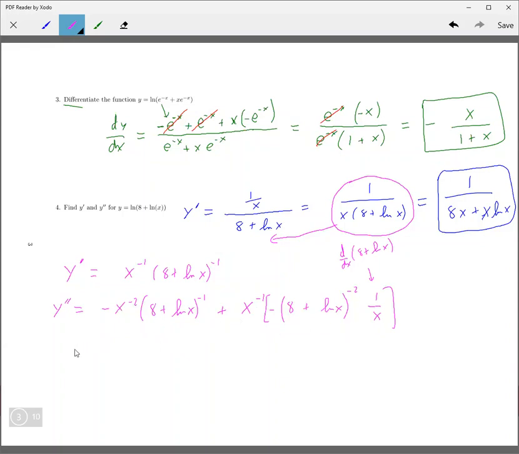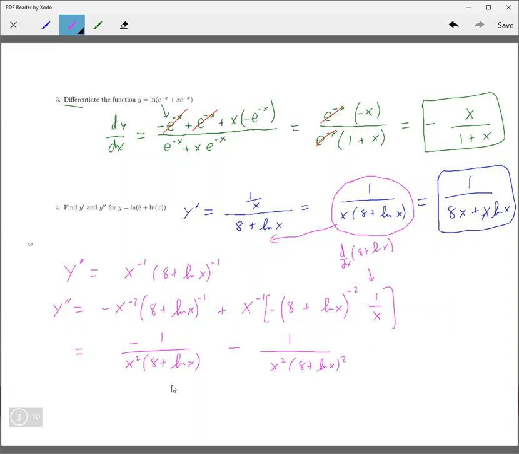Probably want to simplify it. This is minus 1 over x squared times 8 plus log x. And then there's a minus here, so that's going to be minus. And then it's going to be 1 over, and this gives you x in the denominator along with that one, so it's x squared. And then this is 8 plus ln x squared.